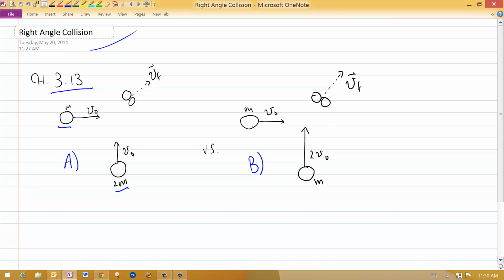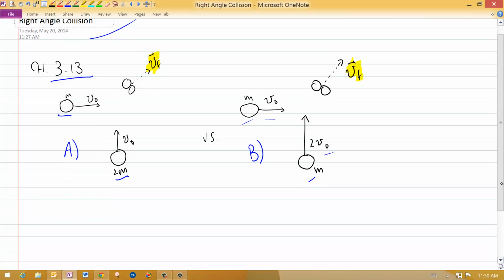Situation B is I've got two cars, both the same masses. One's going the speed limit, but one's going twice the speed limit. And then they collide together at a stop sign and slide off in some direction. What I want to know is which of these wrecks has got the bigger V final. You could think to yourself, well, let's make a quick analysis of this. I'll say there's an X direction, there's a Y direction.